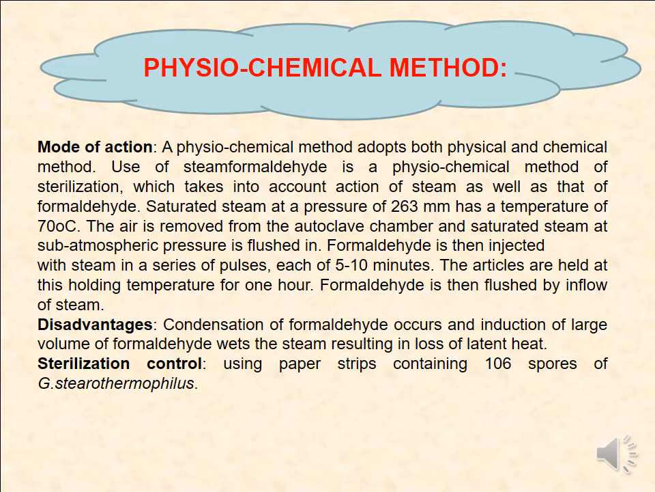The air is removed from the autoclave chamber and saturated steam at sub-atmospheric pressure is flushed in. Formaldehyde is then injected with steam in a series of pulses, each of 5 to 10 minutes. The articles are held at this holding temperature for 1 hour. Formaldehyde is then flushed out by inflow of steam. The disadvantage of this method: condensation of formaldehyde occurs, and injection of a large volume of formaldehyde wets the steam, resulting in loss of latent heat.